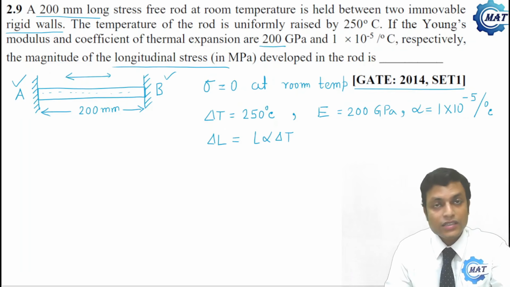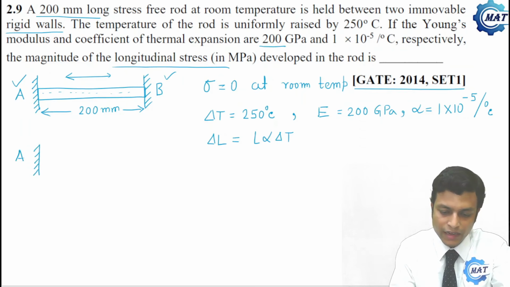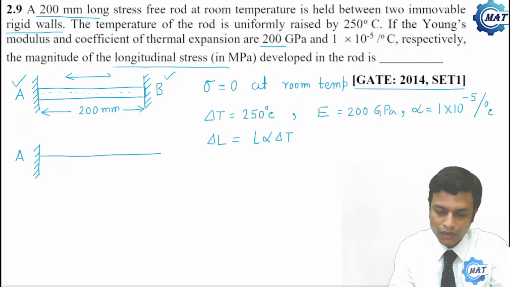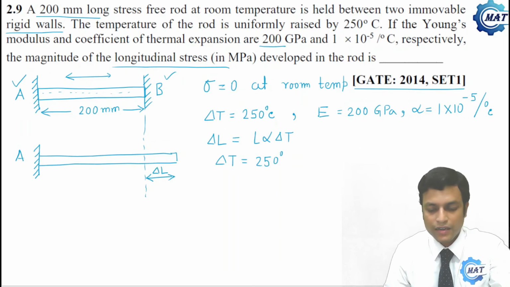So we know that this is a statically indeterminate problem, because the compressive force P we cannot determine. So what we have to do? We have to apply one boundary condition, and first of all we will consider that support B is redundant, that is there is no support. If support B is redundant, then at elevated temperature, that is delta T, when 250 degrees Celsius, this rod will elongate. How much will be the elongation? That is, this is delta L, that is L alpha delta T.